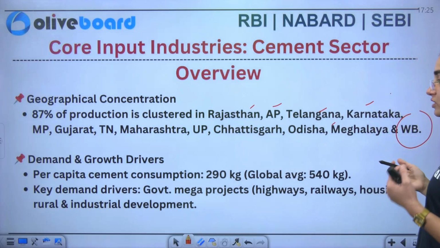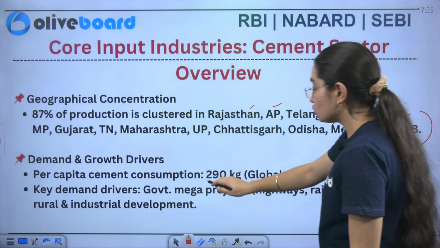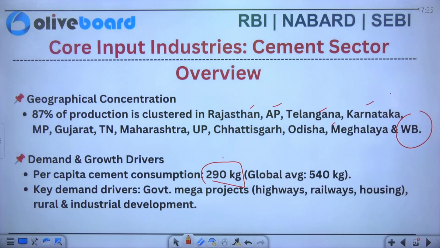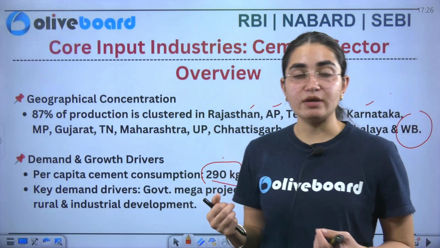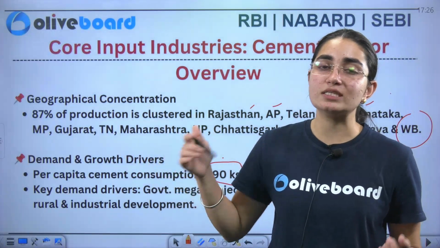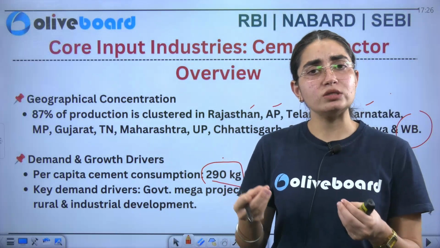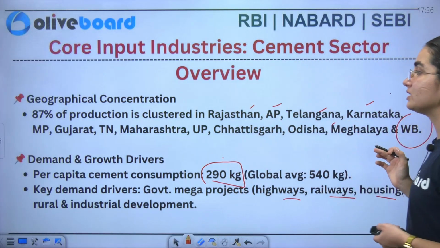Now if I talk about demand and growth drivers, you can see here that per capita cement consumption is just 290 kilograms. What are the key demand drivers? Government mega projects, which include highways, railways, housing, rural, and industrial development also. So where is the demand? High demand is coming from the government initiatives only. We see that we are putting a lot of effort into infrastructure. So the demand for cement is coming high from the government initiatives that it is continuously taking.